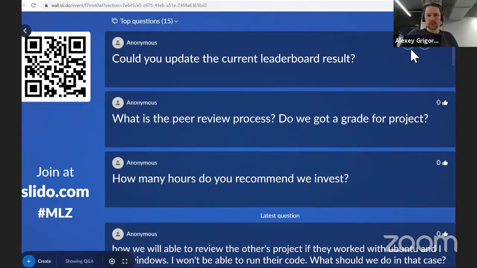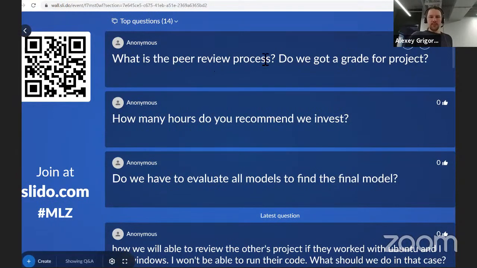Could you update the current leaderboard result? Yes, I could. As soon as I can, I will do this, and I will post the message in Slack. I just need to find time to do a couple of tweaks in the script. Yeah, and then what is the peer review process? Do we get a grade for the project? Yeah, I think I answered that question already multiple times.